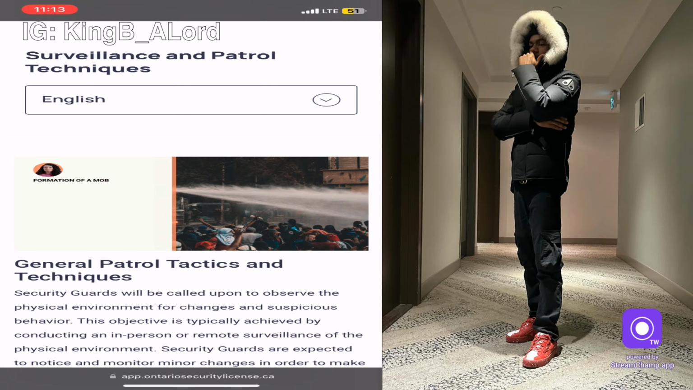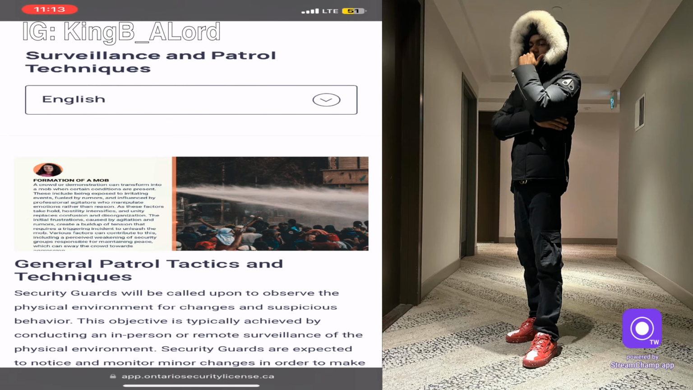Formation of a mob. A crowd or demonstration can transform into a mob when certain conditions are present. These include being exposed to irritating events, fueled by rumors, and influenced by professional agitators who manipulate emotions rather than reason. As these factors take hold, hostility intensifies, and unity replaces confusion and disorganization. The initial frustrations, caused by agitation and rumors, create a buildup of tension that requires a triggering incident to unleash the mob.